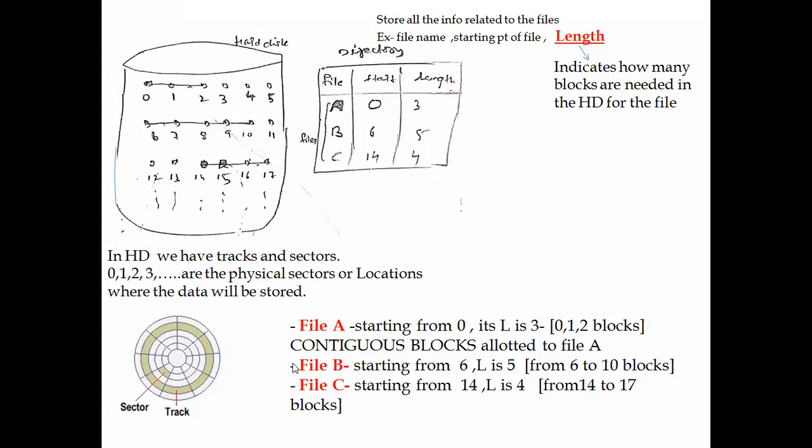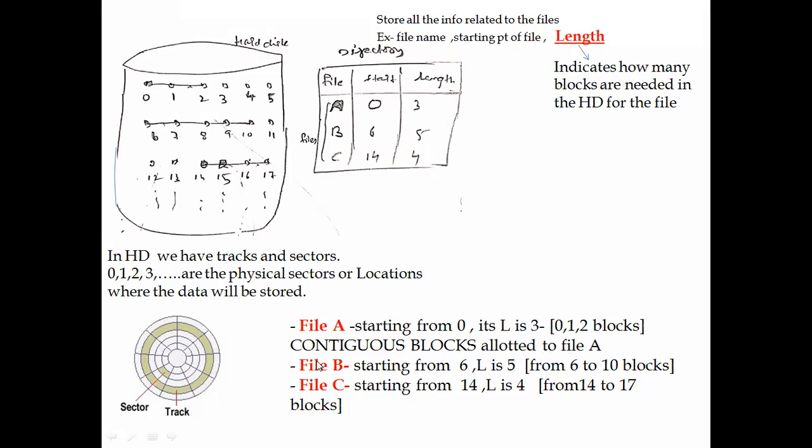Also notice the important point. As the length of file A is 3, blocks 0, 1, 2 are reserved for file A. You can also notice that block 0, block 1, block 2 are always contiguous in nature, meaning contiguous blocks will be allocated for file A having a length of 3.